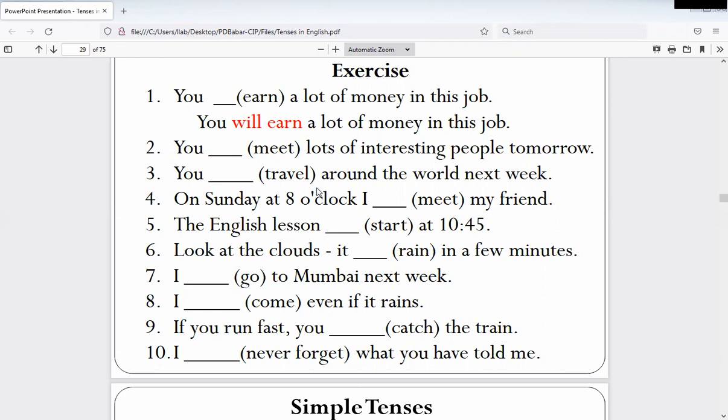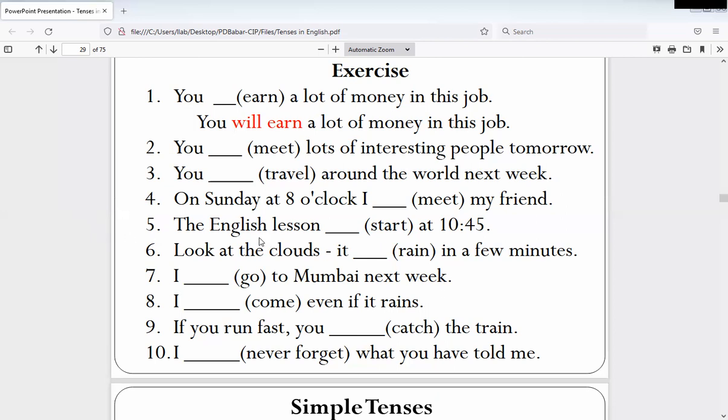Or else we can use here, I am going to meet my friend also. So there are many structures and many types of tenses we can use for one example. On Sunday at 8 o'clock, I will meet my friend, or we can use, on Sunday at 8 o'clock, I am going to meet my friend. So this is about the fourth.